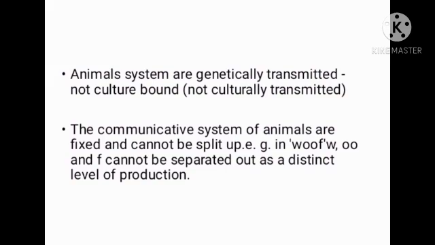Next point, the communicative system of animals are fixed and cannot be split up. Example, woof. We cannot split it into w, oo and f. It cannot be separated out as a distinct level of production. Because the sounds used in animal language or animal communication are not meaningfully distinct.